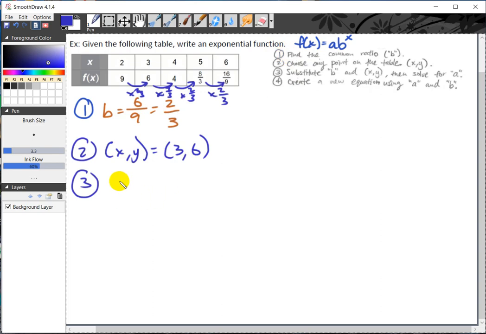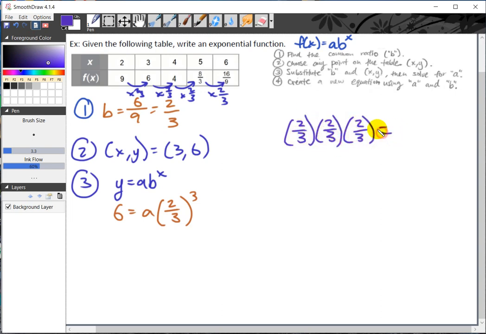So again, f of x, we're just going to change that to a y to help us out. Y equals a times b raised to the power of x. Y is 6. A is unknown. B is 2/3. And then x, we're raising this to the power of 3. So we have to do 2/3 times 2/3 times 2/3. Recall, if you multiply this out, for the numerators, you multiply straight across. 2 times 2 times 2 is going to be 8. 3 times 3 times 3 is going to be 27. So now what we have here is 6 equals a times 8 over 27.